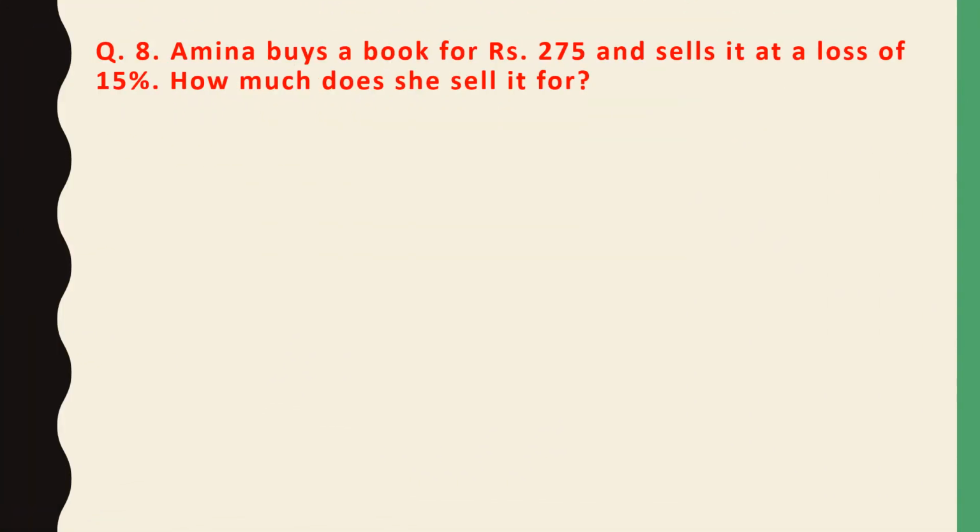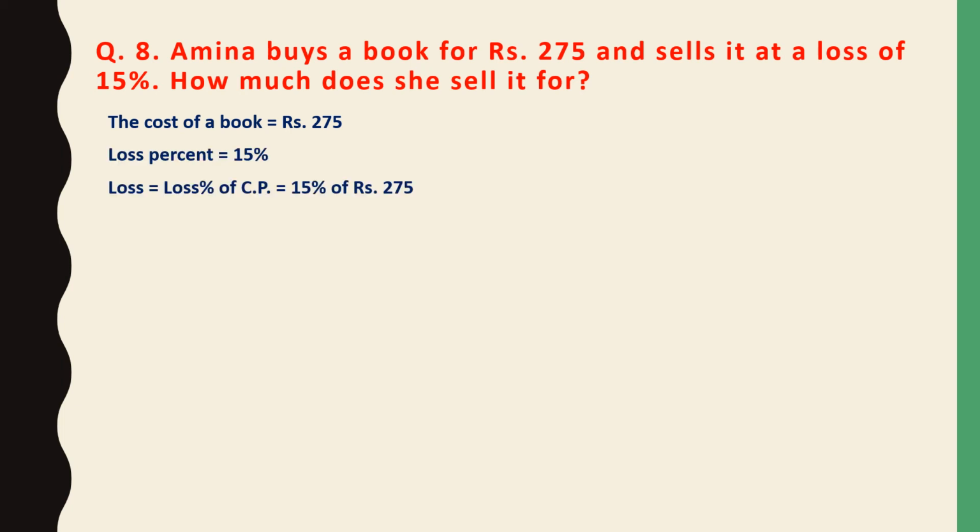Question number 8. Amina buys a book for rupees 275 and sells it at a loss of 15%. How much does she sell it for? CP of the book, that is the cost of the book, is given as rupees 275. Loss percent is 15%. Loss is equal to loss percent of CP, that is 15% of rupees 275. It can be written here.